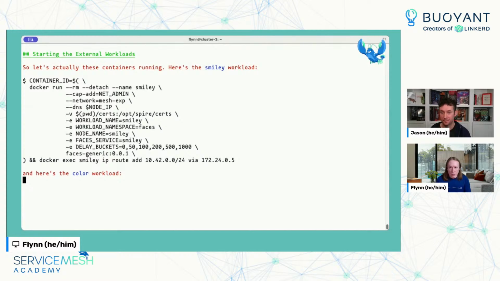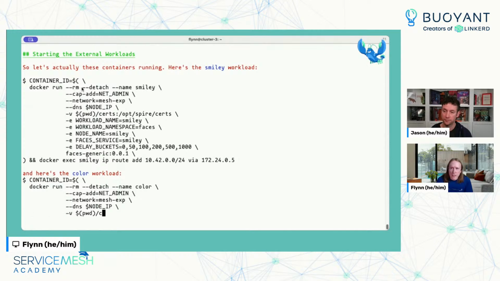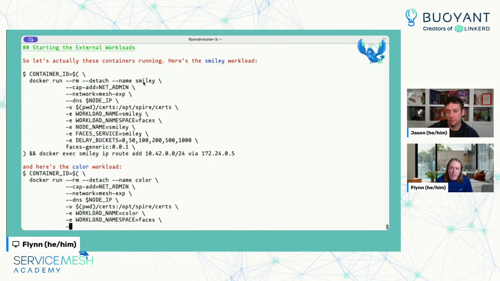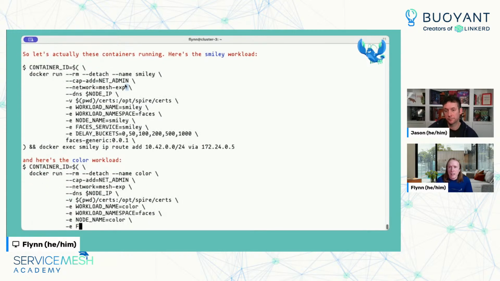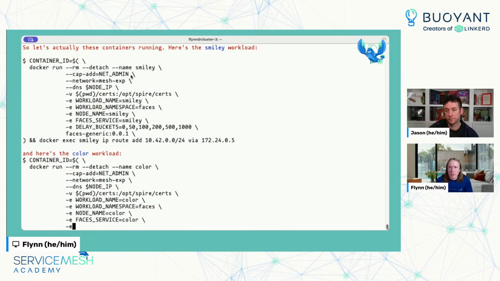So there's the Smiley workload. And if we take a look through this, Docker run, we're going to kill this container once it dies. We're going to run it detached in the background. We're going to give this container the name Smiley. It needs the netadmin capability so that it can do things like mess with IP tables.